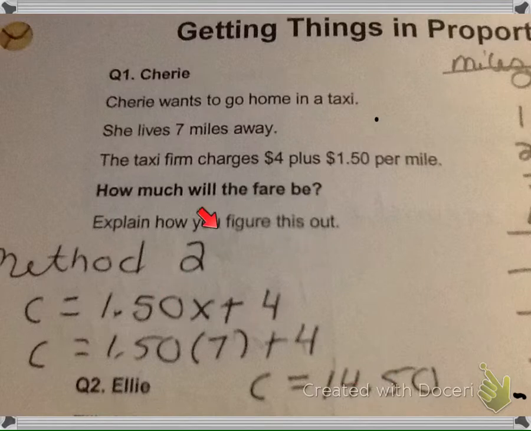This is a much quicker way, especially when the table gets really big. You don't want to have to take that table out forever. It's much easier to think in writing equations. So this is the constant rate of change, the unit rate, and this was the starting point.